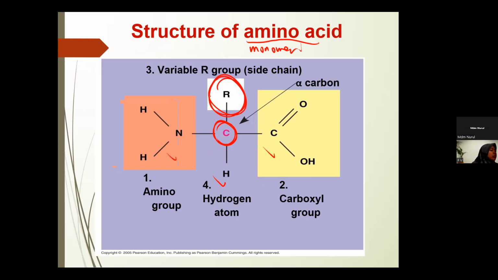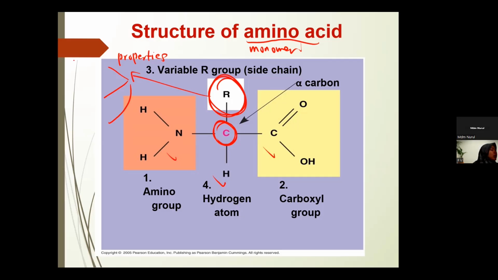So the R group will give special or unique property to the amino acid. The R group akan determine amino acid ni jenis-jenis apa. So due to that, based on the R group, amino acid is divided into 3 groups that we have discussed before.